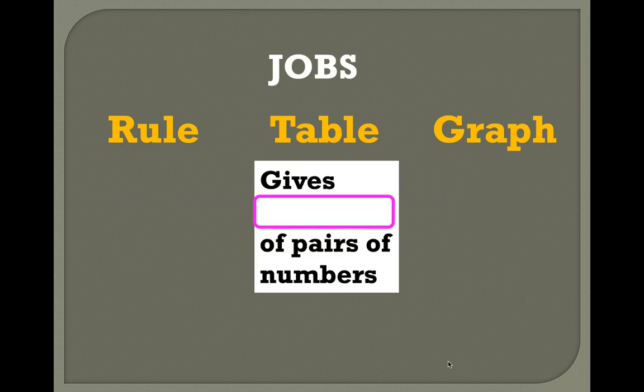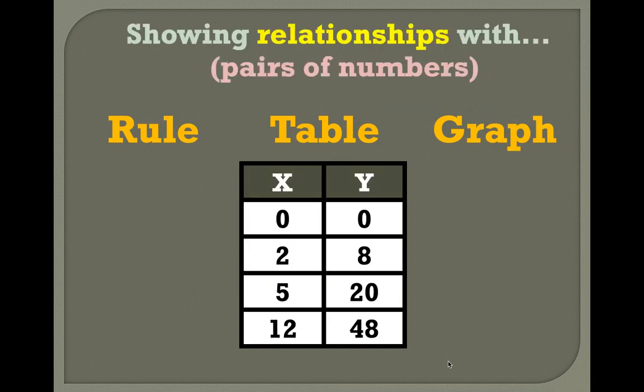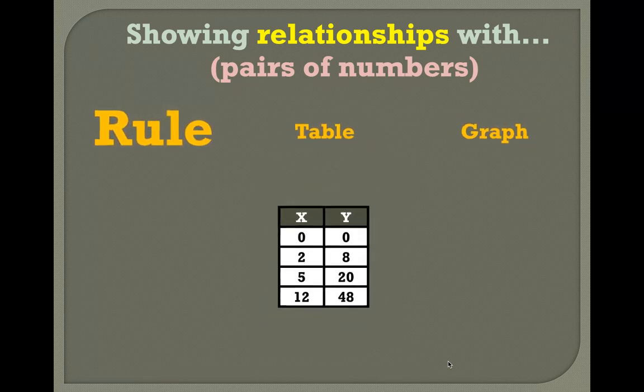Okay, so the definition then of the table is that it gives examples of pairs of numbers. So here's the example: 0, 0, 2, 8, 5, 20, 12, 48. Just 4 examples of many. We didn't do 1, we didn't do 4, x equals 4. We didn't do all the numbers between 5 and 12. We just did 4 examples. And so a table gives examples of pairs of numbers.